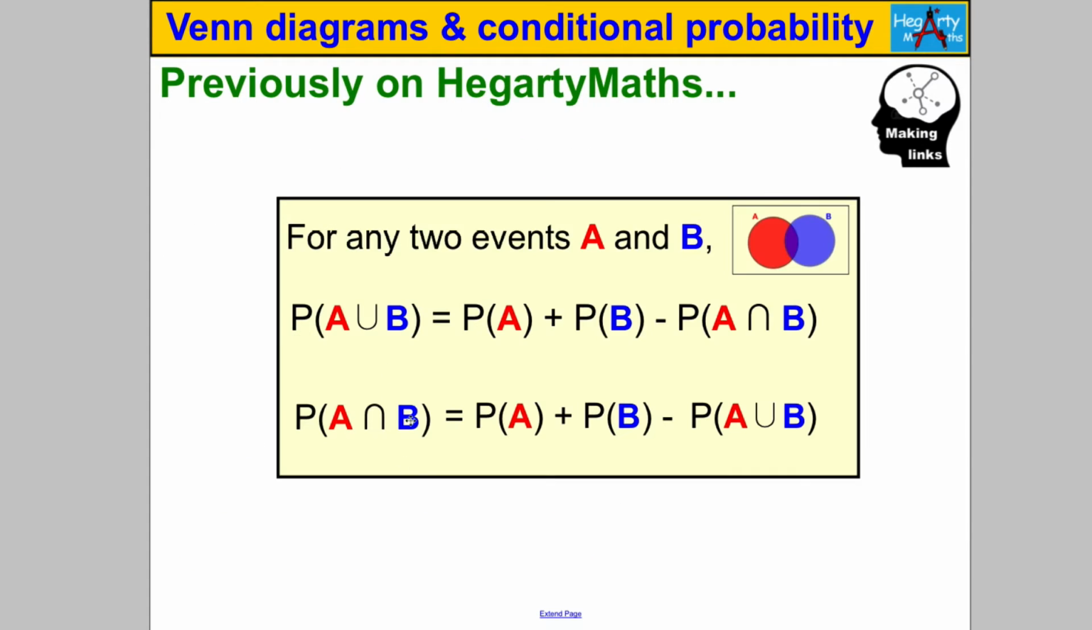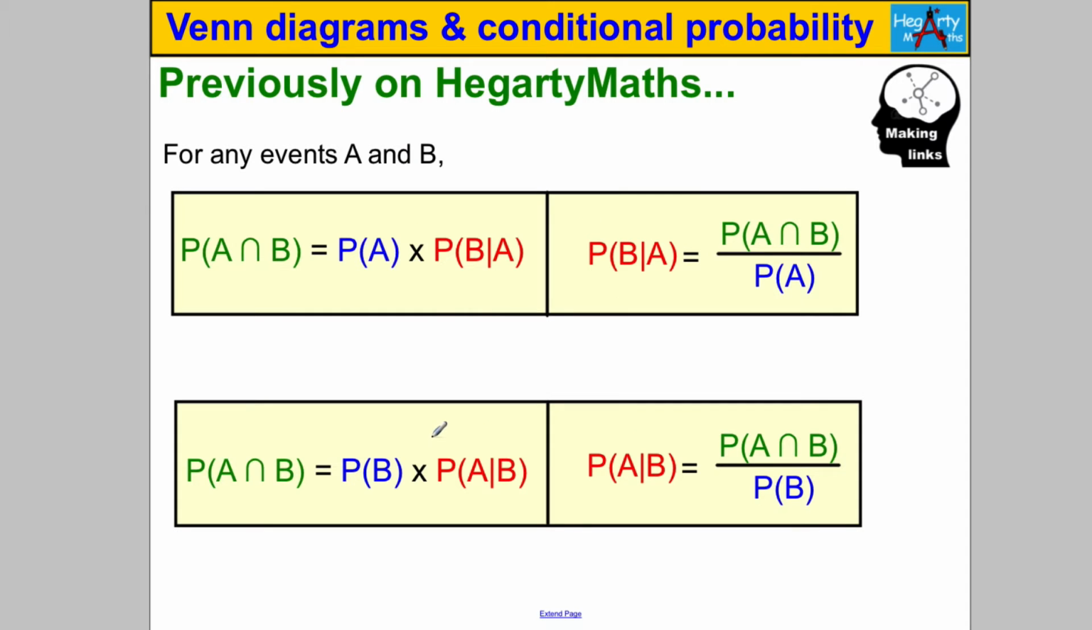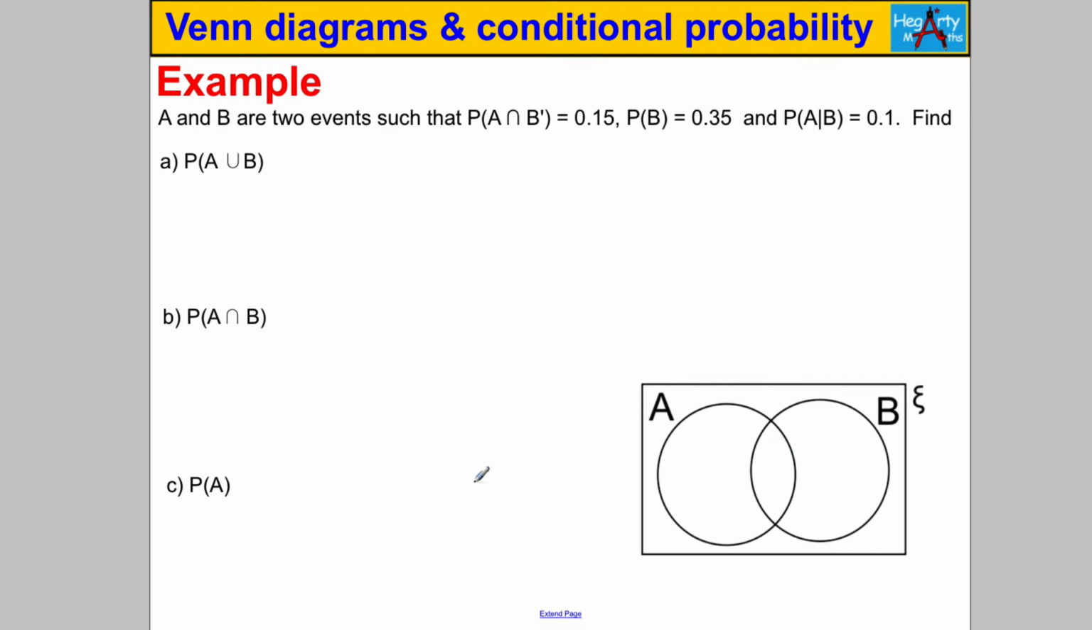You also need to have these two formulae close at hand. The probability of A or B is probability of A plus probability of B subtract probability of A intersection B, and its rearrangement, where probability A intersection B is the subject. So you need to know that. And you need to know your conditional probability formulae, which are here. Pause the video and have a go at the following.